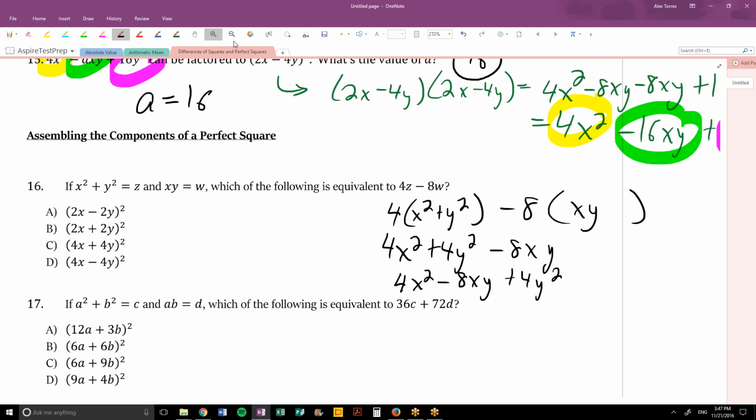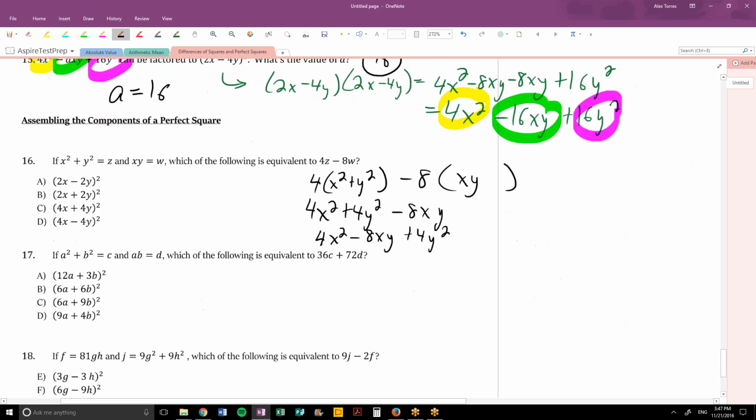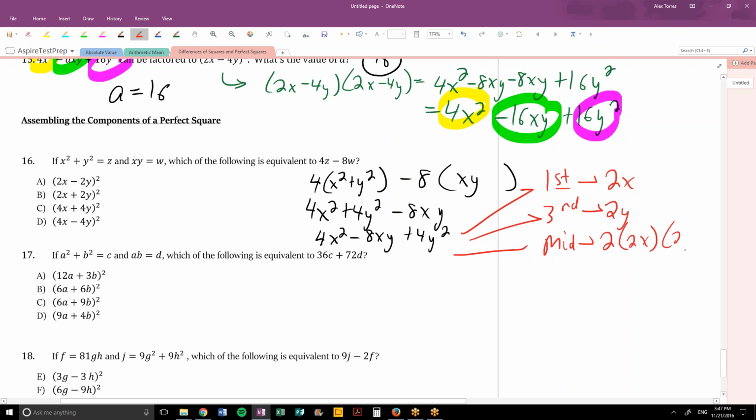Now, according to our perfect square test, we're seeing that the first term is a perfect square because the square root is 2x. The third term is a perfect square because the square root is 2y. And the middle term now has to be equal to 2 times 2x times 2y, and that's 8xy, which is what we have. So we know that it'll factor to the square root of the first minus the square root of the third, all squared, 2x minus 2y all squared, and that's answer A.